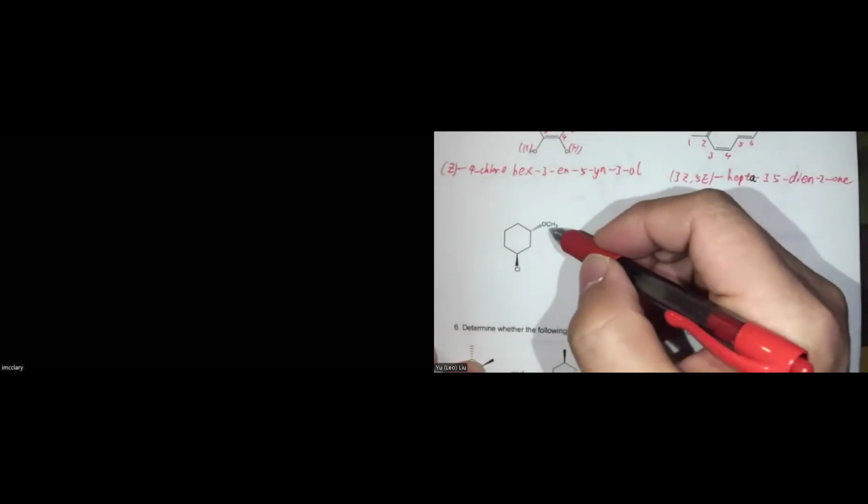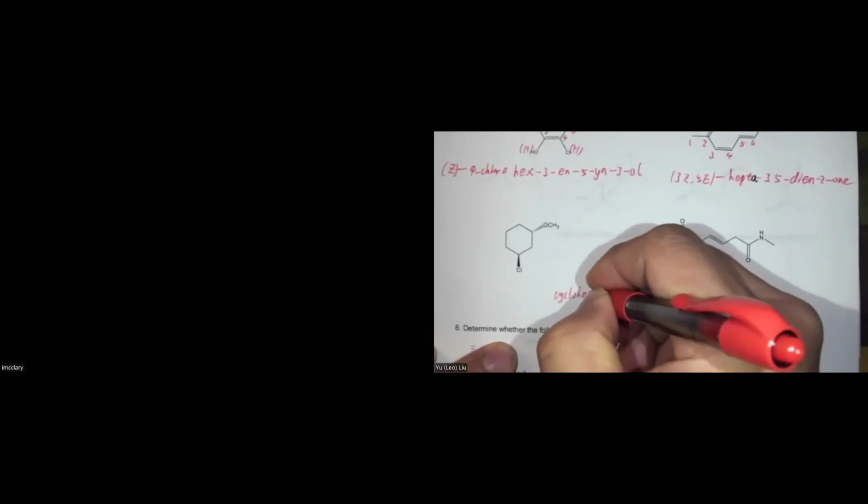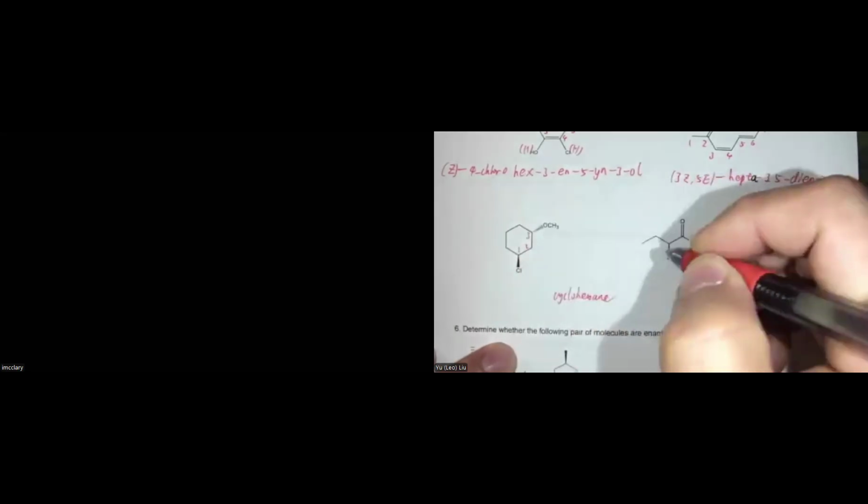And then the next one is a ring structure. Both chlorine and ether are low priority compared with the ring structure. So that means we name this one based on cyclohexene. And then in alphabetic order, put the chloro and also this methoxy. This is 1 and this is 3. So that's 1-chloro-3-methoxy, with a small space. 1-chloro-3-methoxycyclohexene.